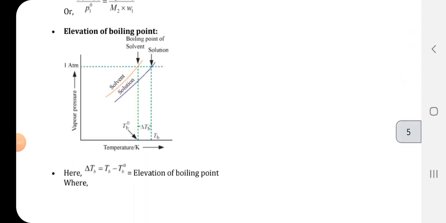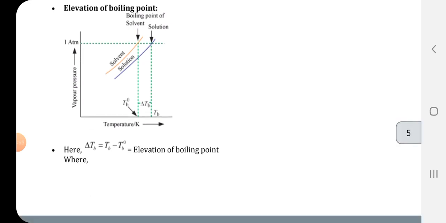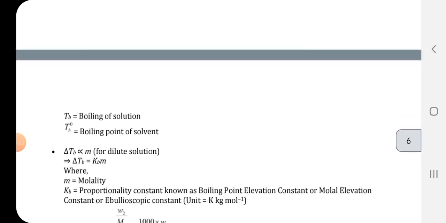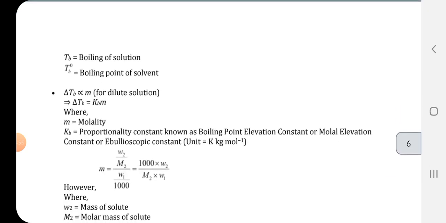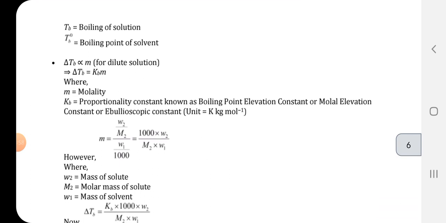Elevation of boiling point: delta Tb equals Tb minus Tb naught, that is the elevation of boiling point, where Tb is the boiling point of the solution and Tb naught is the boiling point of the solvent. Delta Tb is directly proportional to m. That is, delta Tb equals Kb into m, where m is the molality and Kb is the proportionality constant known as the boiling point elevation constant or molal elevation constant or ebullioscopic constant.